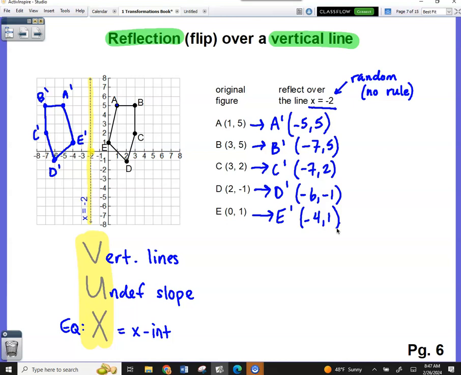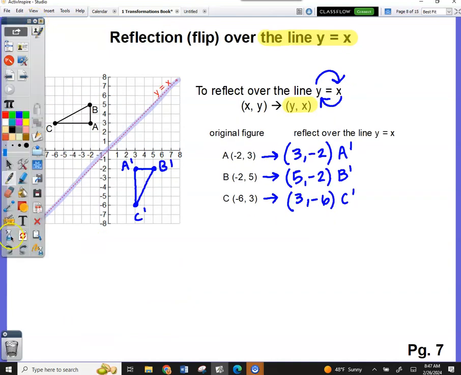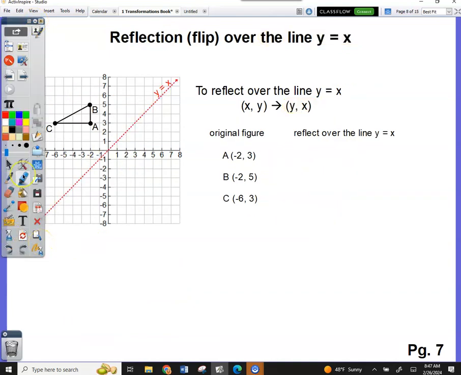So if you would turn the page. We are going to reflect over the line y equals x. Notice that this is a specific equation of a line. This is not random like y equals 4, x equals -1, y equals 6. This is saying y equals x, like there's no numbers involved at all.